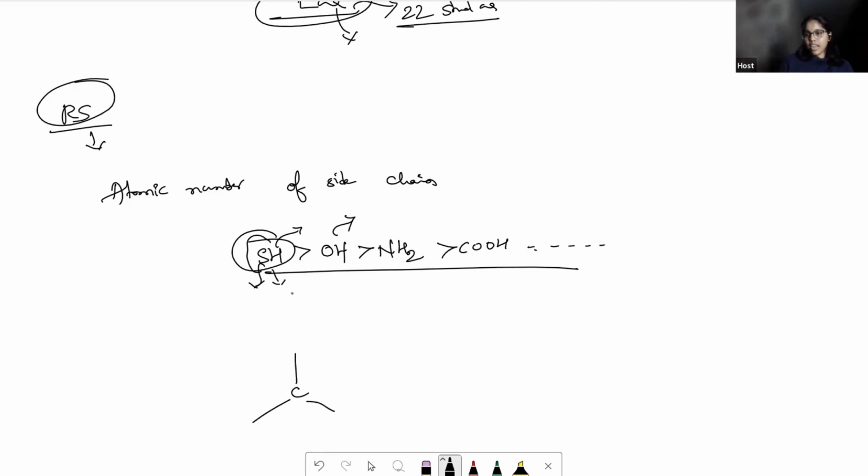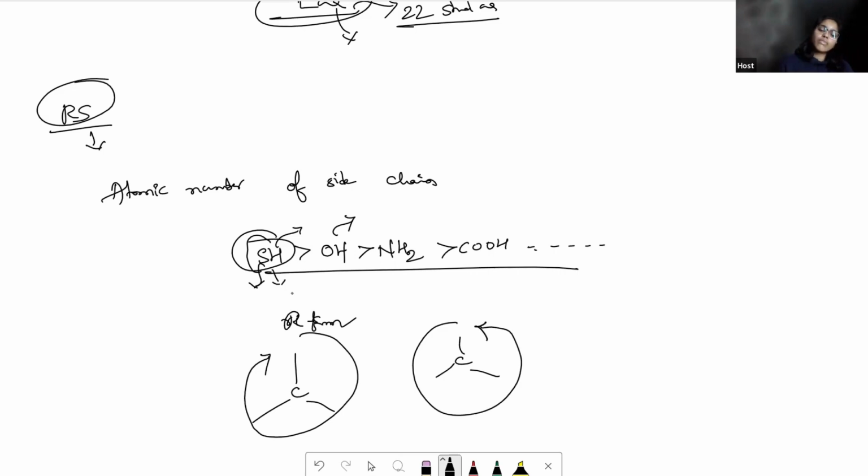If the chains are arranged in the clockwise direction, it is called the R form. If it is the anti-clockwise direction, it is called the S form. So R stands for rectus and S stands for sinister.